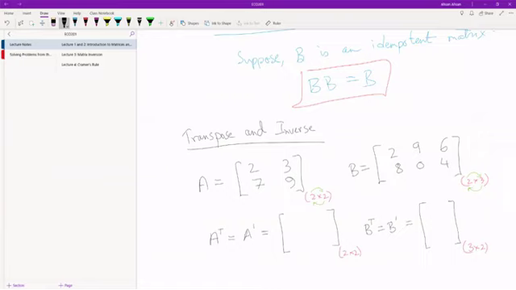So the first row is 2, 3. That is going to become the first column. And the second row is 7, 9. That becomes the second column. Same thing with B. We have 2, 9, 6. That becomes the first column, 2, 9, 6, and 8, 0, 4 becomes the second column, 8, 0, 4. And that is a transpose.